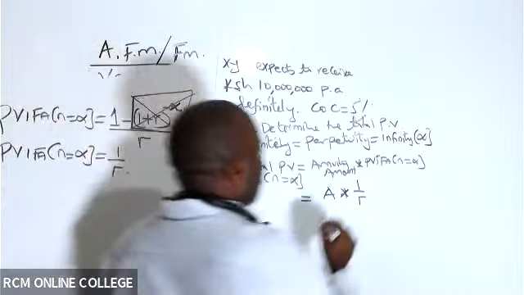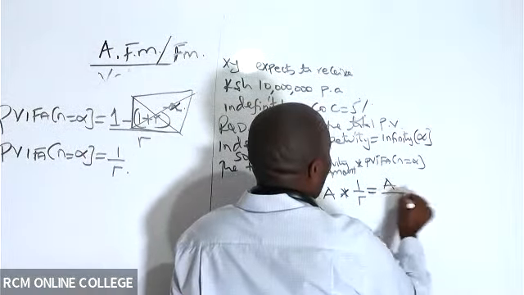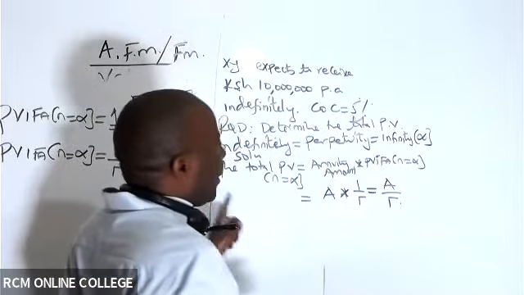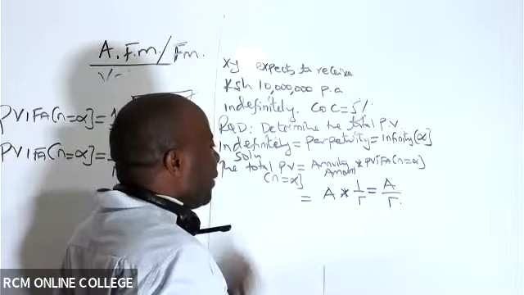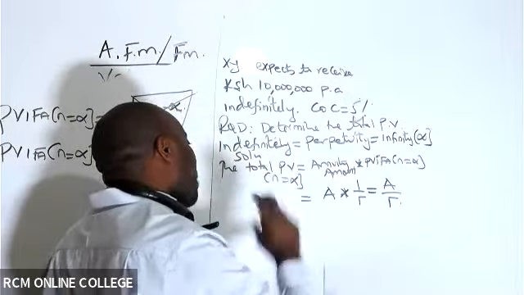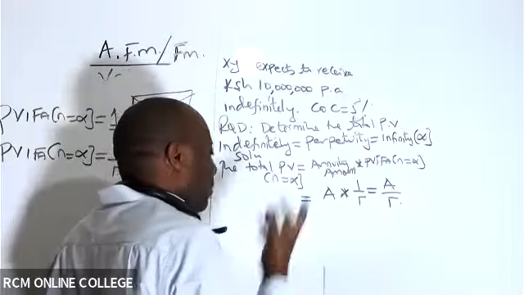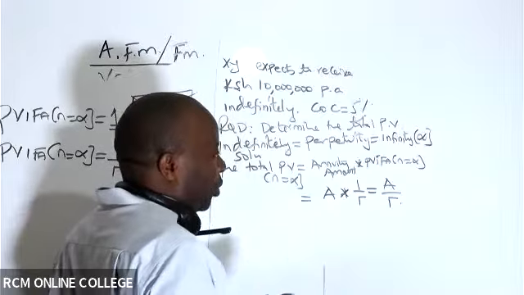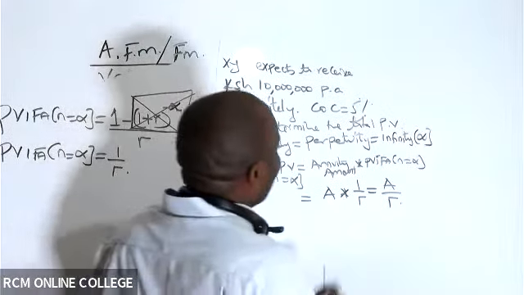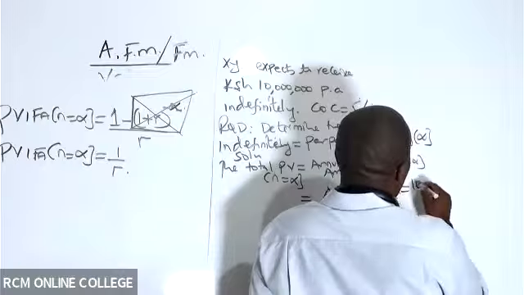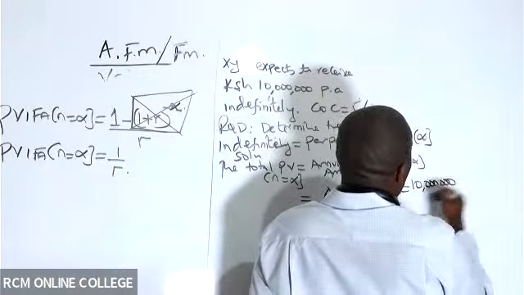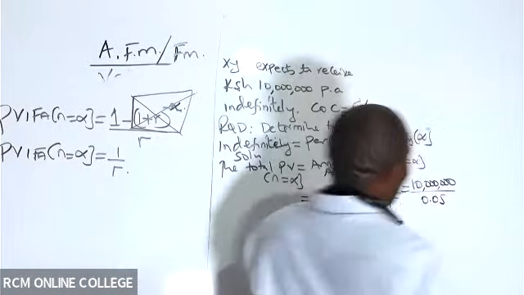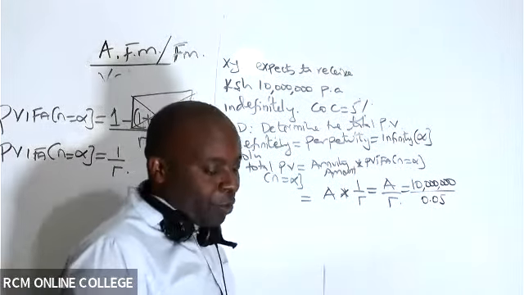Which basically will translate to what here? Which will translate to amount divided by r. Very important. Whenever I want to get total present value when n is infinity, you will take the amount in question, you simply divide by r. So the amount in this case is 10 million, and then we shall divide this by r. And our r, the cost of capital, is 0.05.